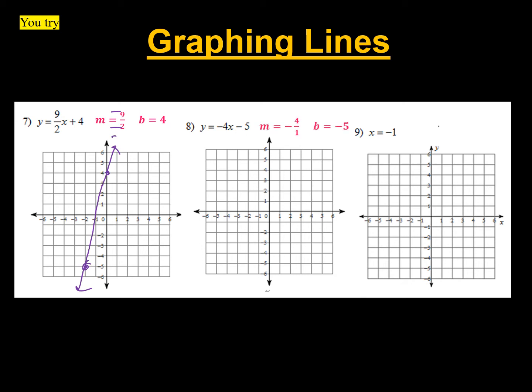Okay, number 8, my slope is -4/1, and my y-intercept is -5. So put a dot at -5 on that y-axis, and then I can't go down 4, so I have to go up 4, and then I'm going to go left 1. So going up 4 and left 1. Okay, I'm going to do that one more time. Going up 4 more and going left 1.